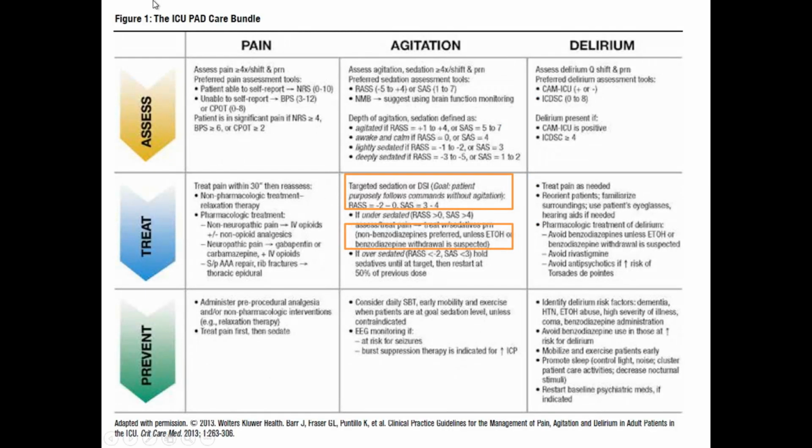So the pain, agitation, and delirium guideline care bundle is just what the Society for Critical Care Medicine puts out. The most recent iteration of it was published in 2013, and they're working on another one, which hopefully will come out in the coming year or so. This is just to point out that, again, non-benzodiazepines are preferred unless patients have alcohol withdrawal, in which case it remains the standard of care.